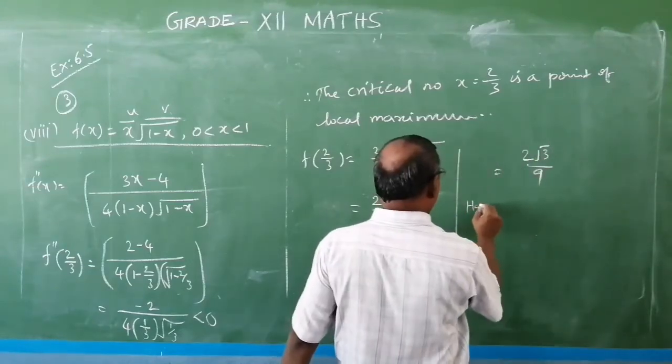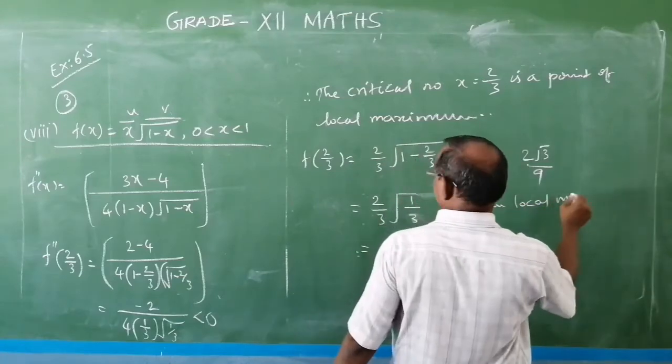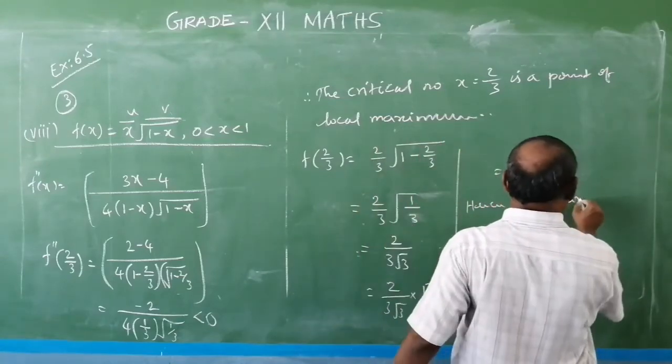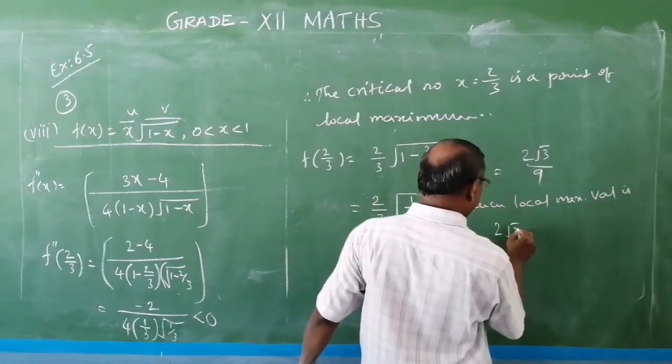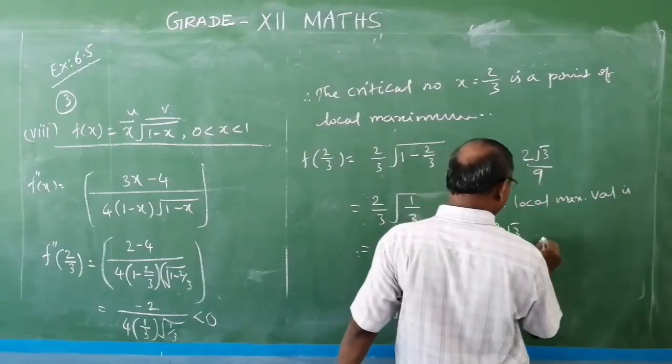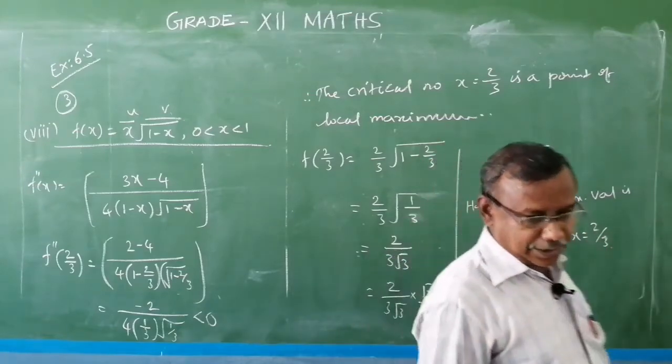Hence the local maximum value is 2 root 3 by 9 attained at x equal to 2 by 3. That's all. Thank you very much.